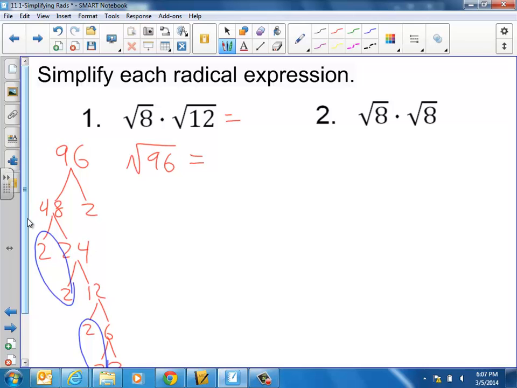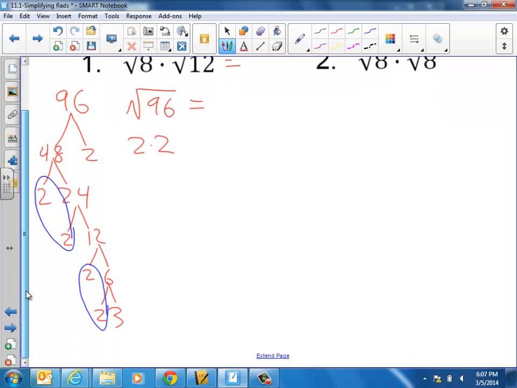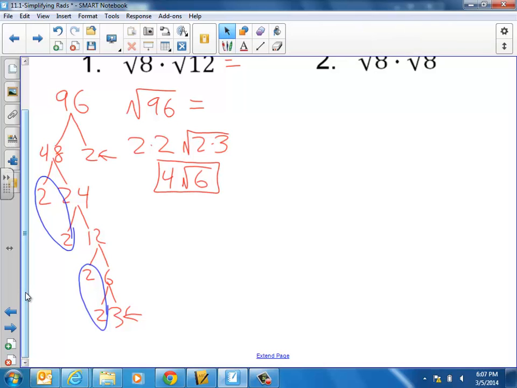You would write that the final answer, the simplest form of this radical 96, will be a 2 times 2 outside the radical for each pair of 2s that got circled, and underneath the radical we'll have the 2 and the 3 that did not get circled multiplied together. So this would be 4 radical 6 for a final answer.